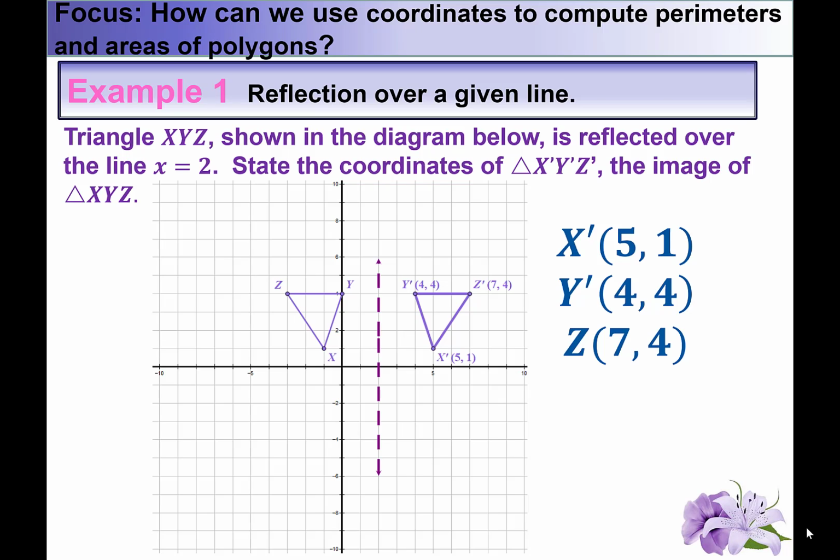So again, here is our solution. We had the original triangle. We sketched in the line x equals 2, which is a vertical line with the x-intercept of 2. We reflected the original triangle over this line. We have our new coordinates. X prime is 5, 1, Y prime is 4, 4, and Z prime is 7, 4.